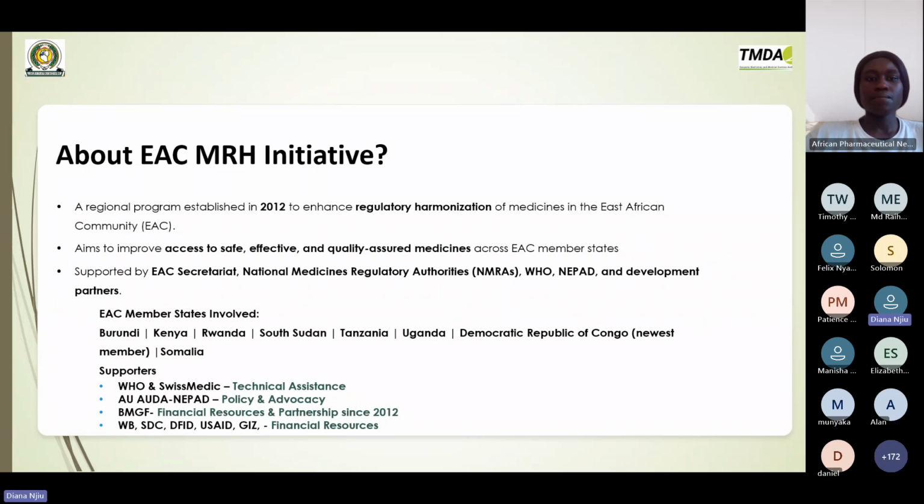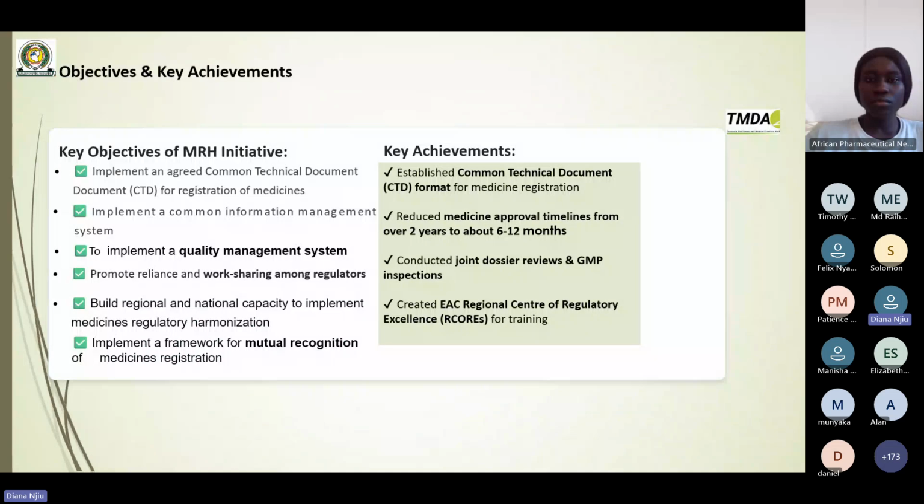So what were the objectives for starting the EAC MRH initiative? Some of the key objectives were to implement an agreed common technical document for registration of medicines. We know that before 2012, one of the challenges was that we had no proper format for our submissions. So the partner states came into agreement that they should have a common technical document for the submission of technical information, to facilitate the registration of medicines. And also to implement a common information management system, and a quality management system.